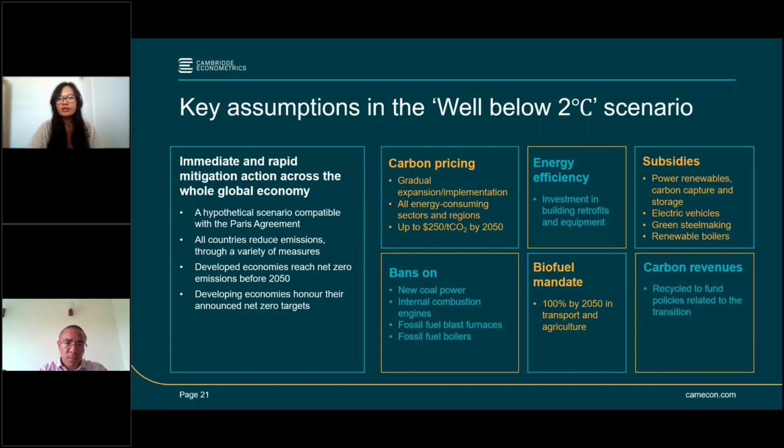Here we're assuming that all countries will implement some mix of policies that help decarbonize the whole economy, including carbon pricing, energy efficiency, subsidies for low carbon technologies, bans on fossil fuels, a biofuel mandate, and lastly, revenue recycling, which essentially involves using some of the carbon revenues from the carbon pricing to fund policy implementation for the transition, and any shortfall or surplus after that gets redistributed through tax adjustments so that governments' fiscal positions are unaffected.